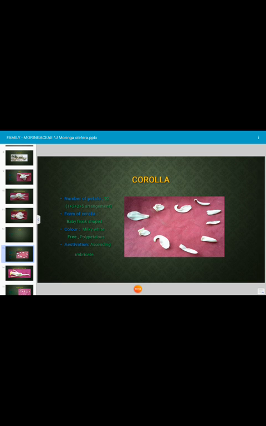And the color of the flower is milky white, and the corolla consists of petals, all the petals are free. When the petals are free, in taxonomy that is described as polypetalous condition, and aestivation is ascending imbricate aestivation. Okay, next slide.